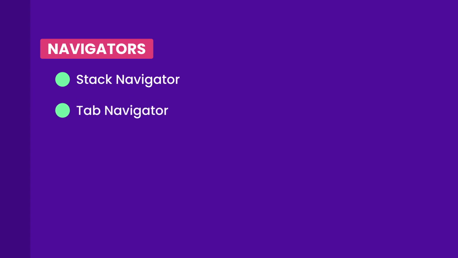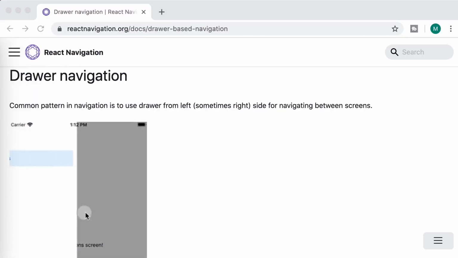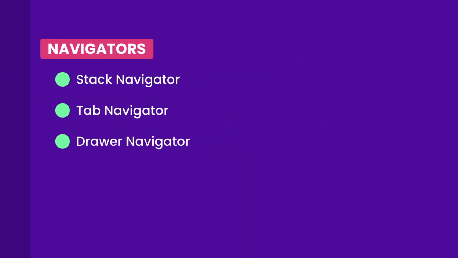We also have Tab Navigator for implementing tabs, and Drawer Navigator for implementing a drawer that we can pull from the left side of the screen. All these navigators are very similar. They have the same interface. So once you learn how to use one of them, you can easily learn about the others.